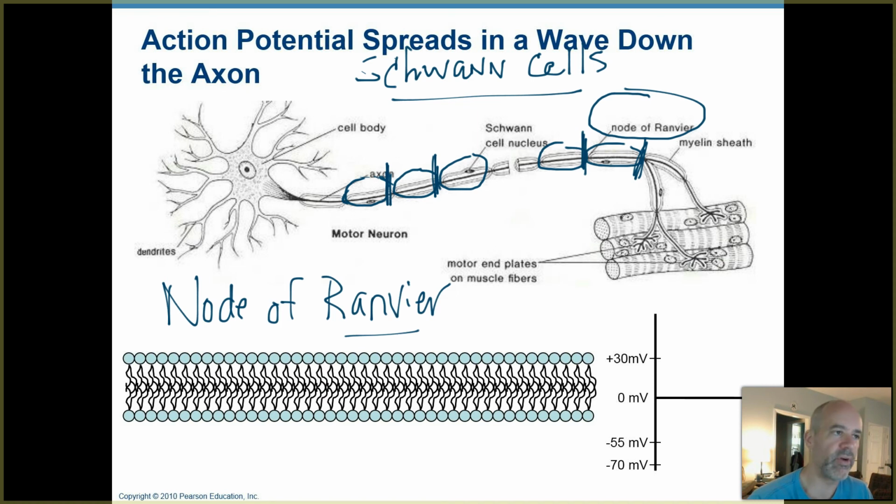Ranvier was the French guy who discovered these. So in those little gaps, you don't have the covering. You have open cell membrane there along the axon. So what really happens when you start an action potential here in the axon hillock, the action potential doesn't really occur in this type of neuron at every single location up and down the axon. It only happens where you have those gaps.